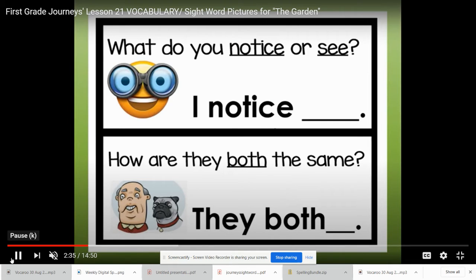All right, and the questions you want to think about when you're looking at the pictures, you want to think about, what do I notice or see? And you'll say, I notice, and you'll state what you notice. And then you also want to think about, how are the pictures the same? And you would say in your sentence, they both what? Like these two pictures down here, you would say, they both have beady eyes and big jowls and gray hair.